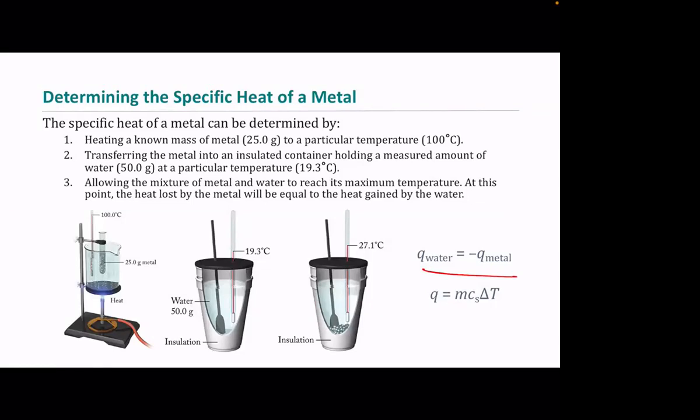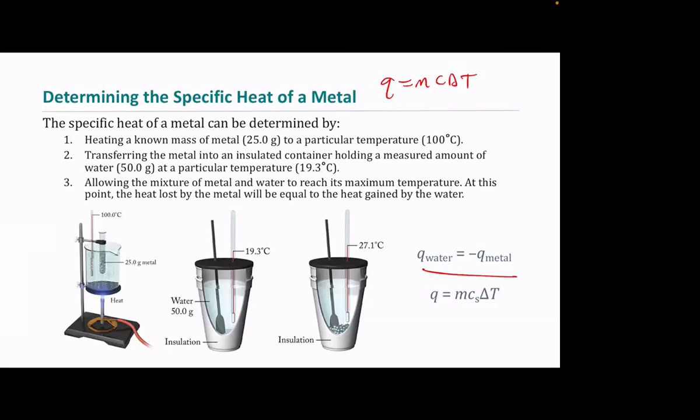But any heat lost by that metal is gained by the water. And if I know how much water is in there, and I know the heat capacity of water, right? I know how much water is in there, so I know the mass. I know the heat capacity of water. I can measure the temperature change of the water. Then I can figure out Q for the water, right? Is everybody following me?